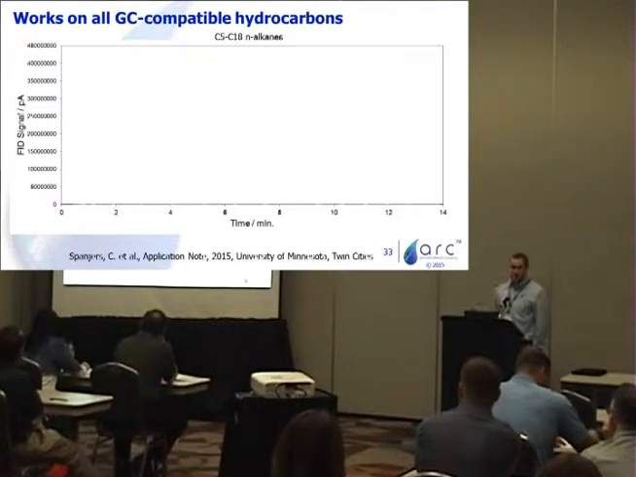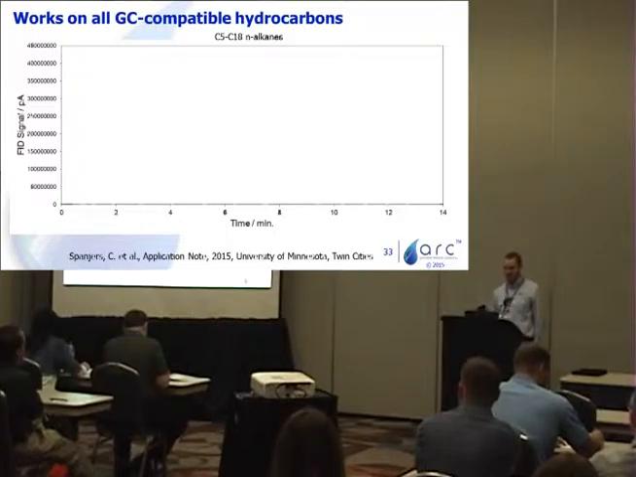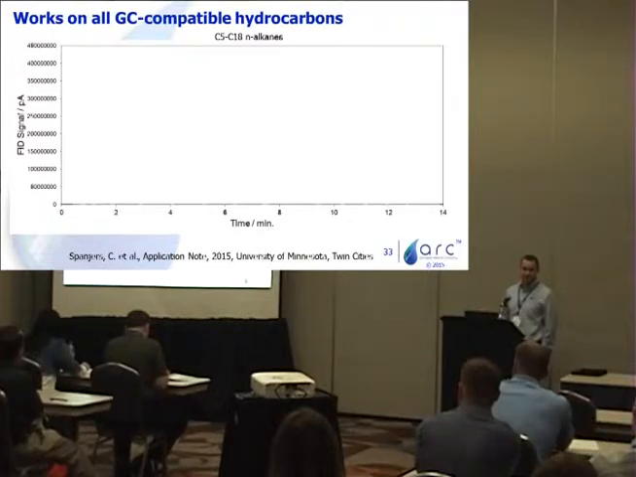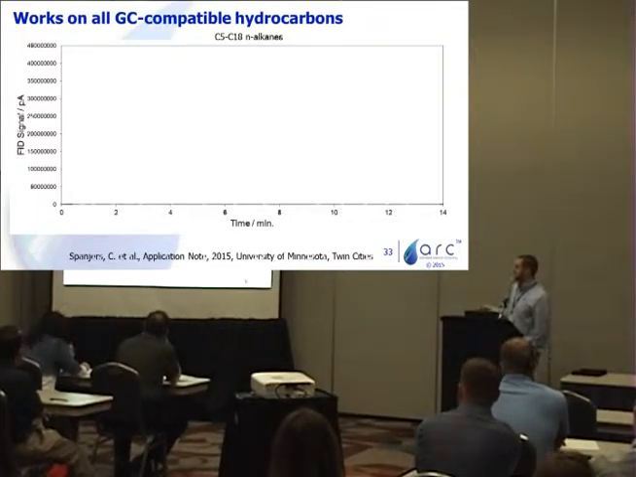So next I want to show you a few examples of compounds that I think will be quite interesting for this particular audience. The first is a mixture of C5 to C18 alkanes. We've also tested over C30 alkanes as well, and there's no issues there. So pretty much if you can get it through the GC column, we will react it to methane.